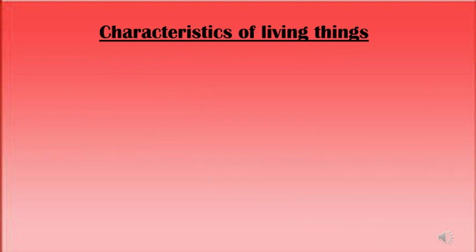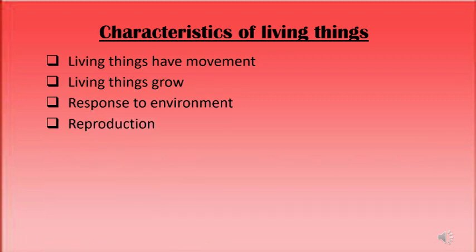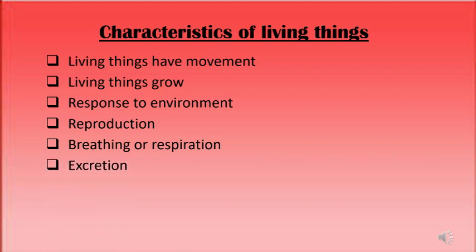Okay, student. So now I am going to share with you some characteristics of living things. Living things have movements. Living things grow and they respond to the environment. Another characteristic of living things is reproduction. Living things can breathe or respire. And the last characteristic of living things is excretion.